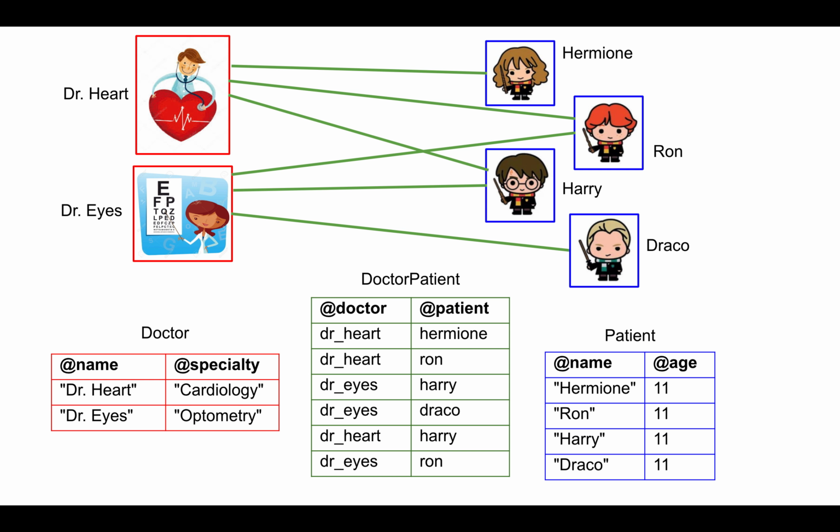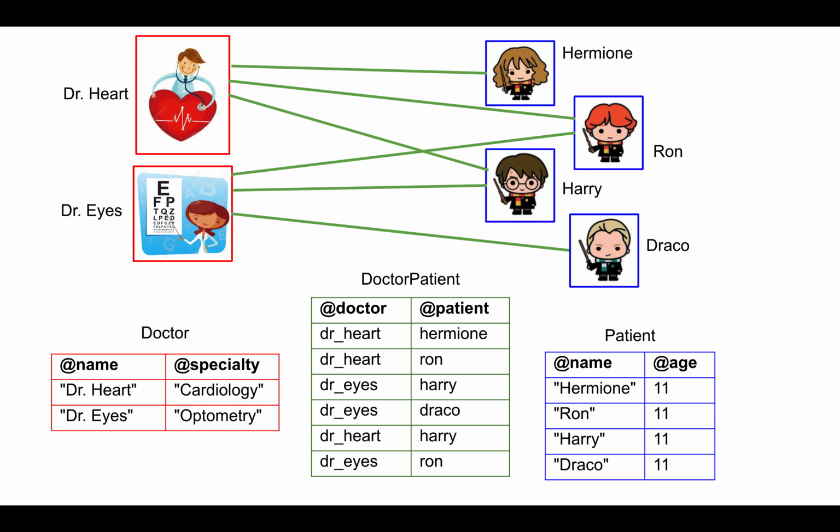So what does that look like? Well, Dr. Hart is associated with Hermione. Well, what does that mean? It means Dr. Hart has as his patient Hermione, and Hermione has as her doctor, Dr. Hart. Dr. Hart is also associated with Ron. Dr. Eyes is associated with Harry. Dr. Eyes is associated with Draco. Dr. Hart is associated with Harry, and Dr. Eyes is associated with Ron.